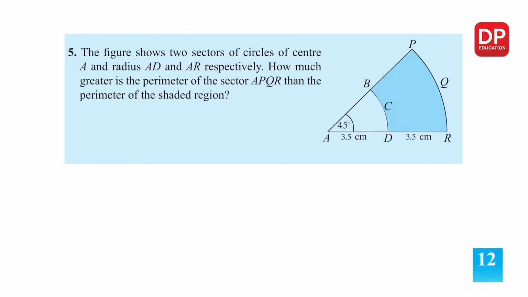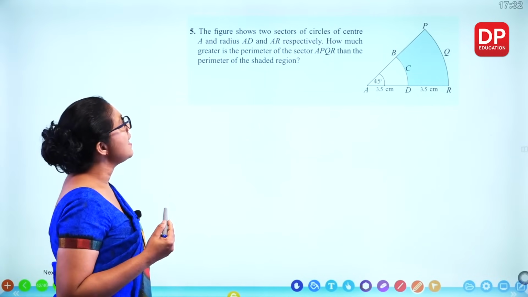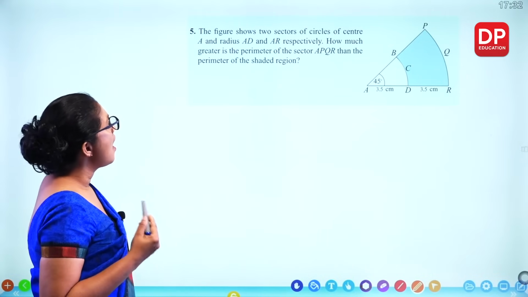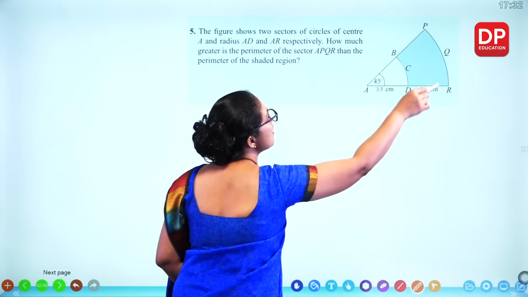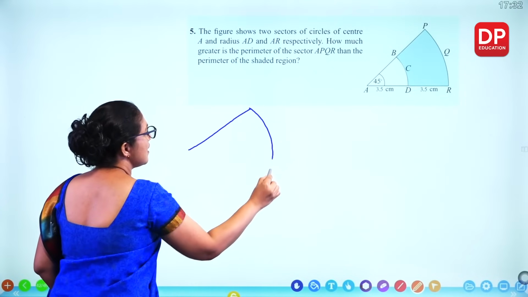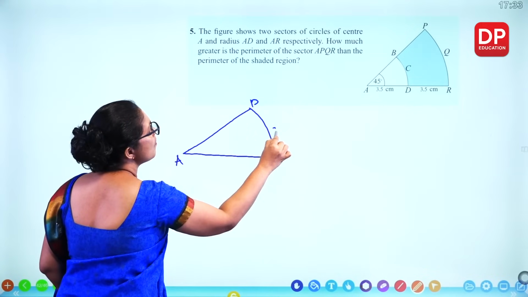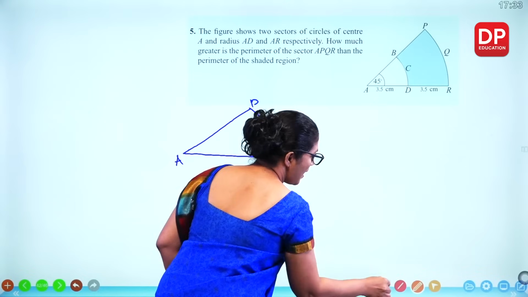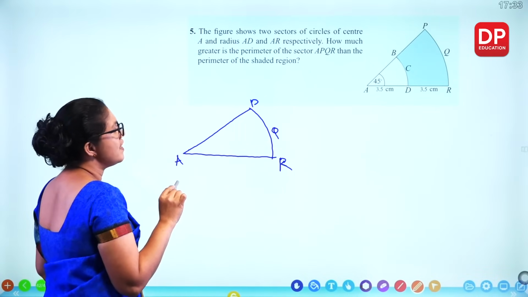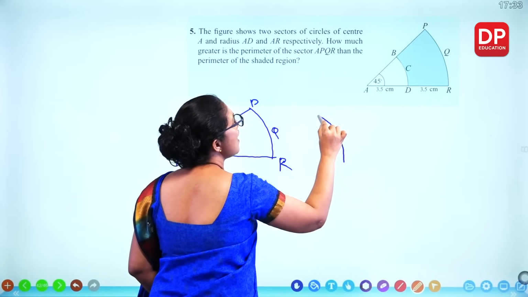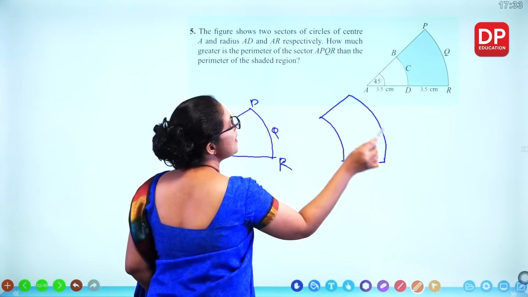Now we'll look at question number 5. In this question, the figure shows two sectors of circles of center A and radius AD and AR. How much greater is the perimeter of the sector APQR? So that means they are asking, this is the APQR sector, and the other one is the perimeter of the shaded region. What is the perimeter of the shaded region? This arc, this part. So you are getting this one. That's BPRD.